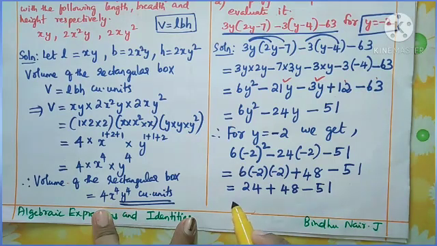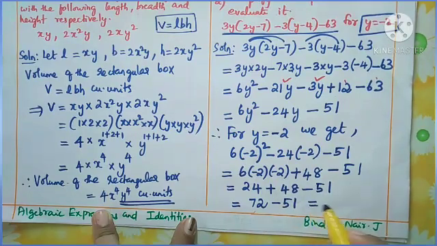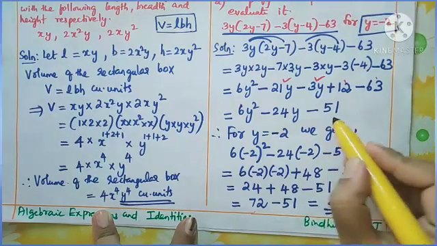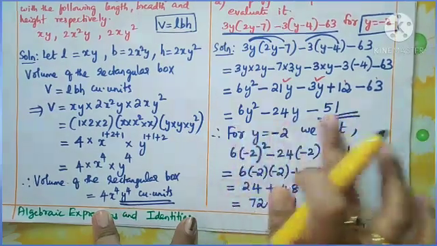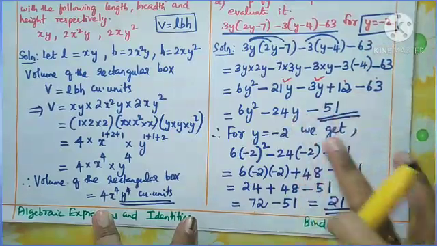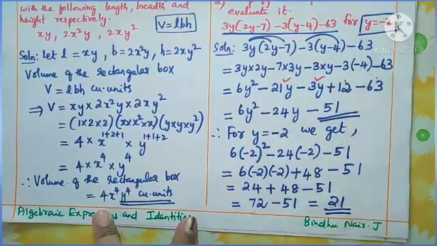Understand? So that is equal to 24 plus 48. All of you add this. So you will get 72 and minus 51. 72 minus 51 is 21. So the answer of this problem is 21 after evaluation, and this is the simplification of the given expression, and after putting the value y equal to minus 2 you are getting 21.